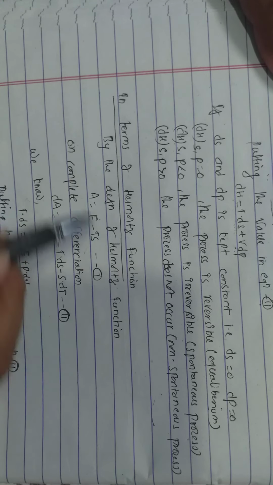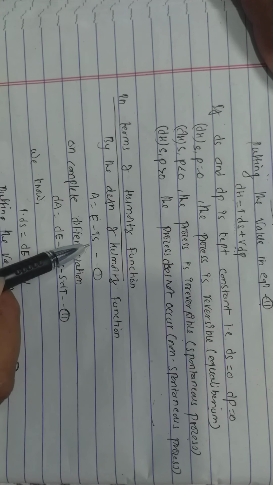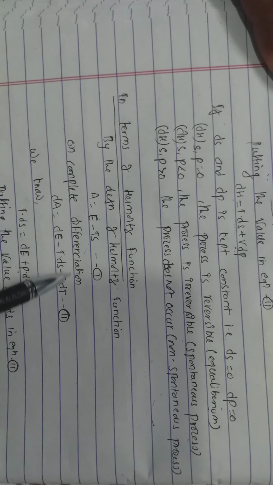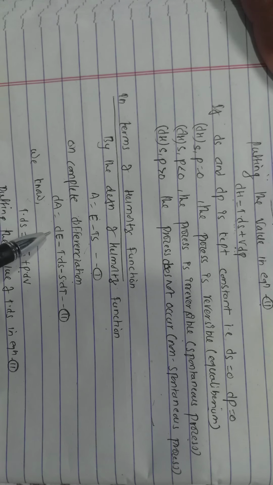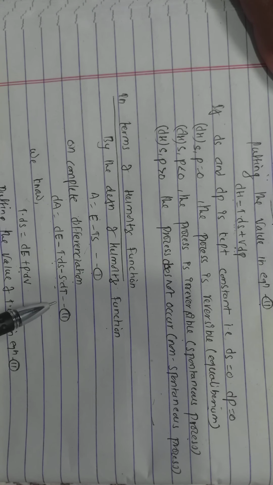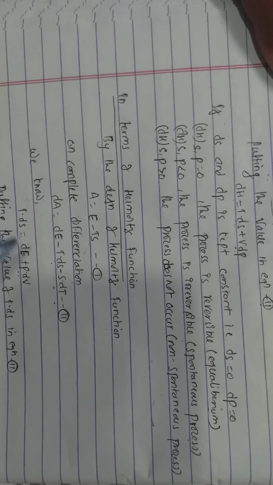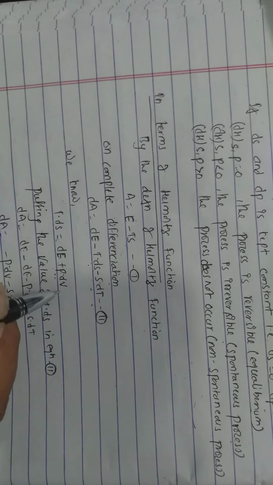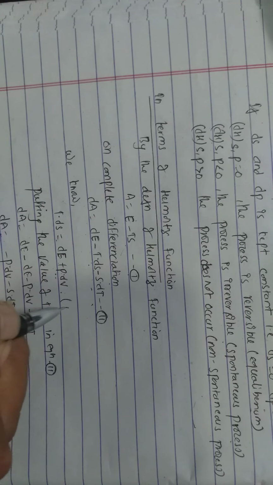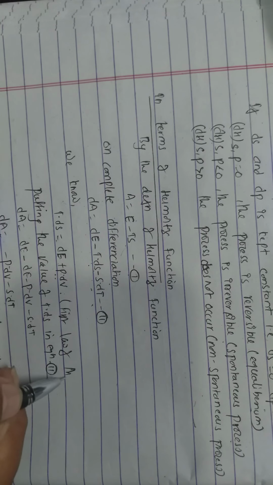In terms of the Helmholtz function, by the definition of the Helmholtz function, A is equal to E minus TS. This is equation 1. On complete differentiation, dA is equal to dE minus T dS minus S dT. This is equation 2. We know T dS is equal to dE plus P dV, and this comes from the first law of thermodynamics.